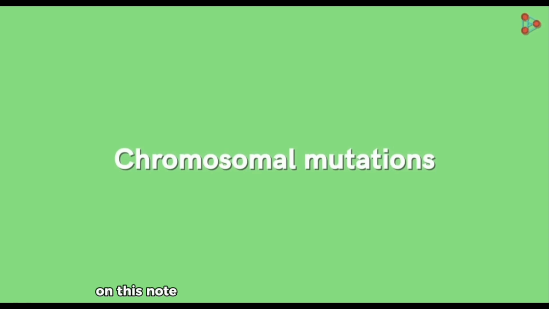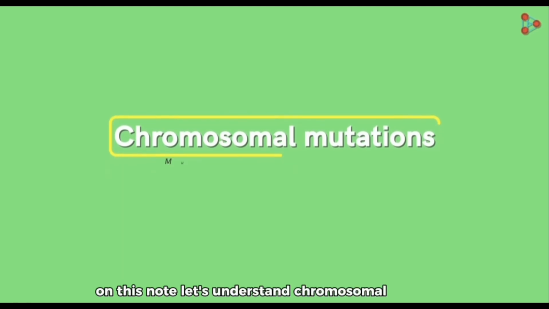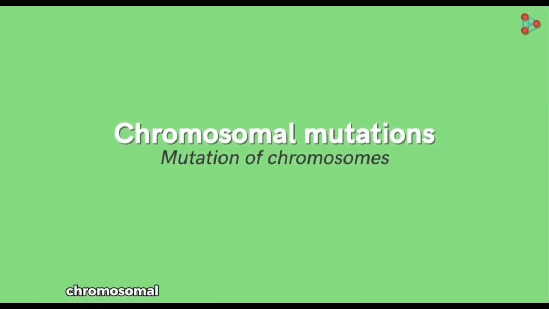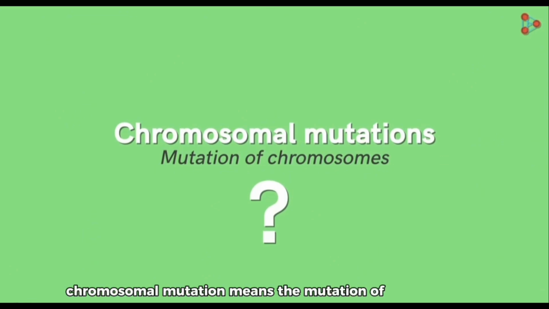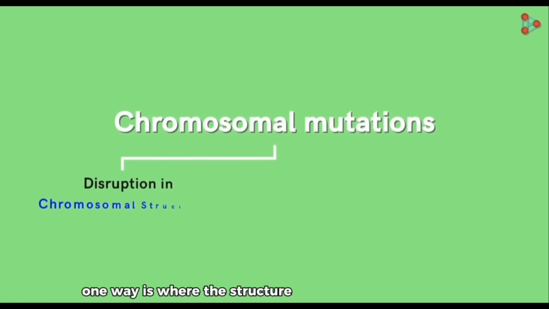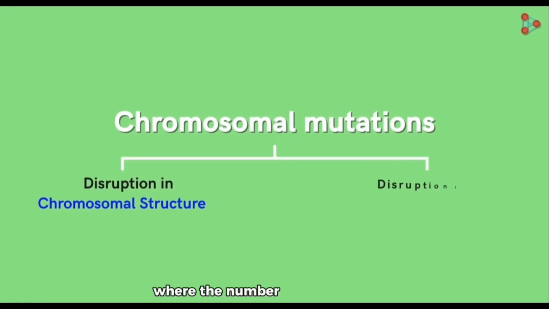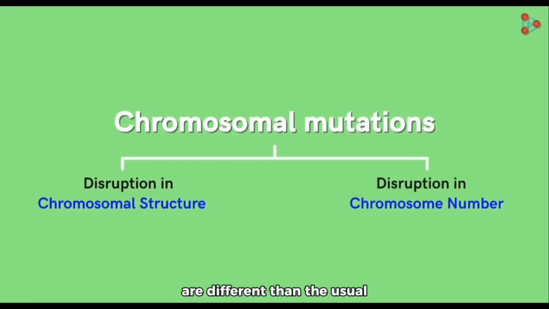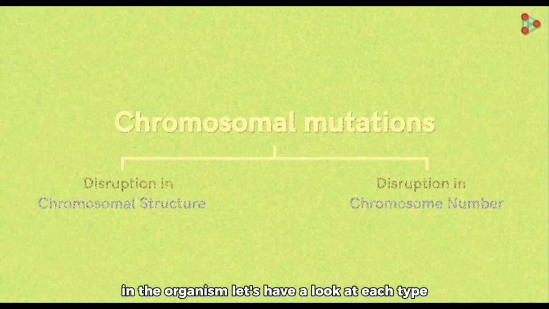On this note, let's understand chromosomal mutation. As the name says, chromosomal mutation means the mutation of chromosomes. And how exactly does it get mutated? It can happen in two ways. One way is where the structure of the chromosomes gets disrupted. The other is where the number of chromosomes is different than the usual in the organism. Let's have a look at each type.